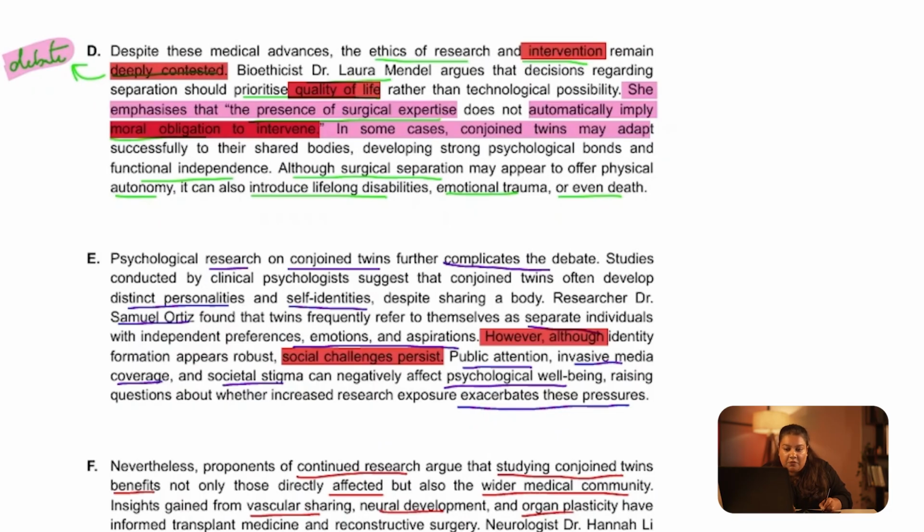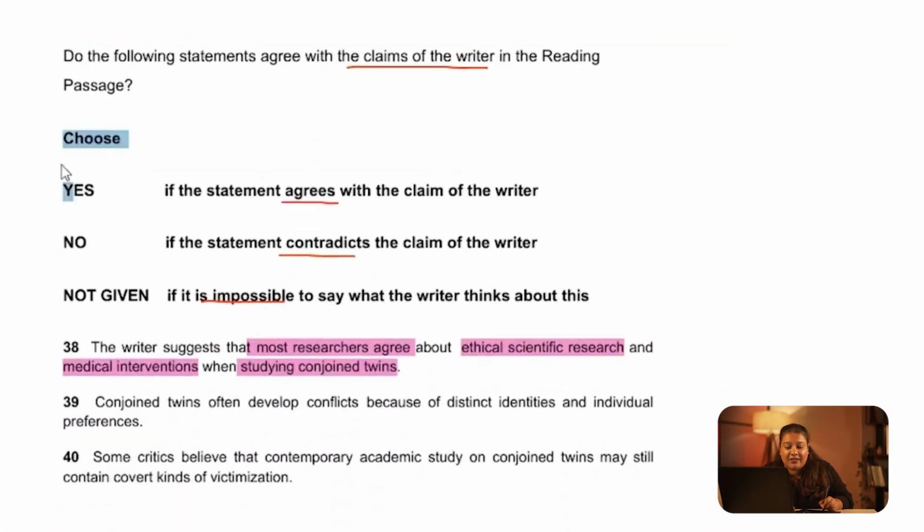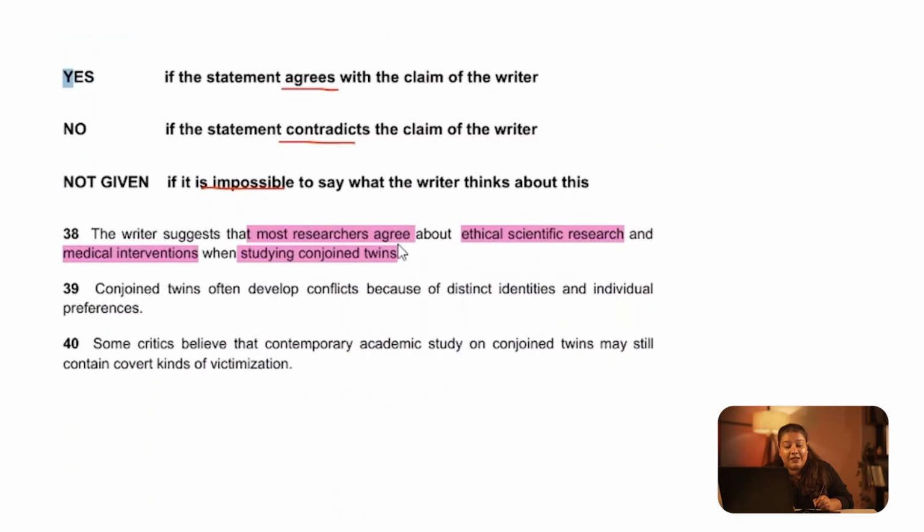So this statement tells us that ethics of research and intervention remain deeply contested. So here it says that they had a debate over it or it had opposing views, but the statement actually tells us that most researchers agreed about it when they studied conjoined twins. So both are contradictory information because the statement clearly says agreed and the passage says they had a debate over it. It was deeply contested. So with that, we will mark the answer to this question as no, contradictory information.